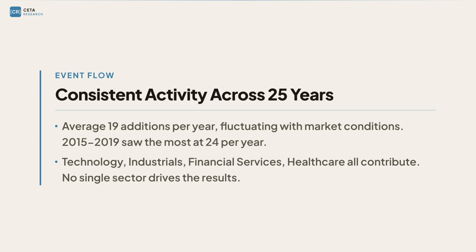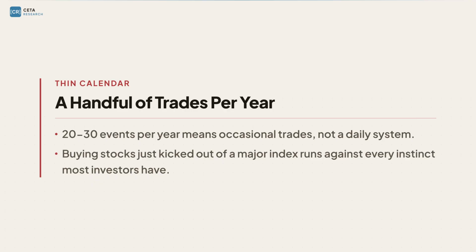The effect spans the entire market. Technology, industrials, financial services, and healthcare all contribute meaningful event counts. No single sector drives the results, so you're not taking hidden sector bets when trading around reconstitutions. This is an opportunistic overlay, not a standalone strategy. 20 to 30 events per year means a handful of trades, not a daily system.